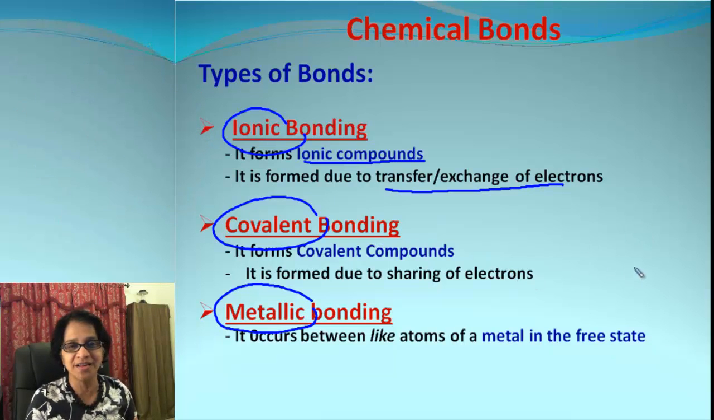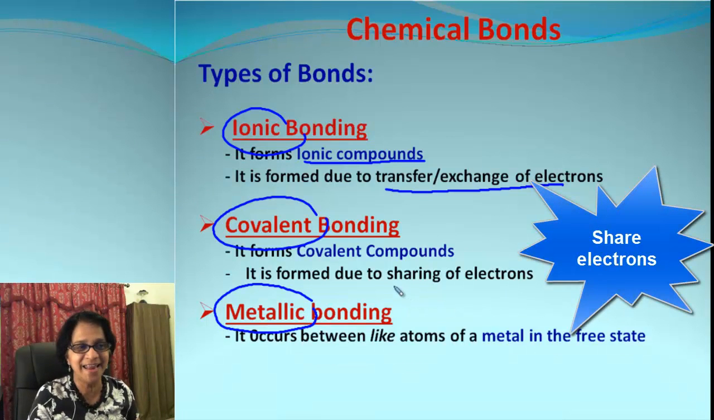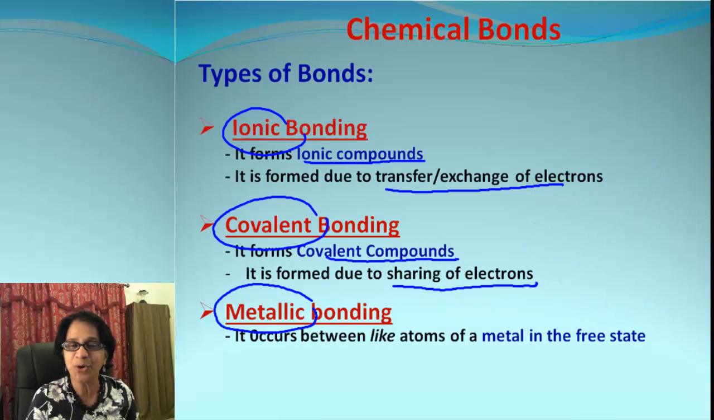Covalent compounds are like good friends. They care for each other and they share the electrons. And the compounds which we find with those are covalent compounds. And then finally the metallic bonding. This is between the like atoms of a metal in free state.